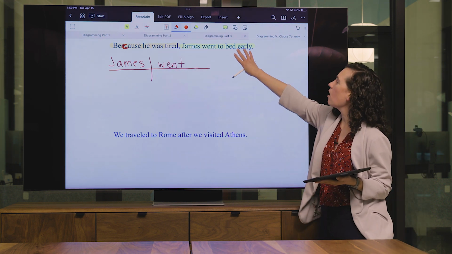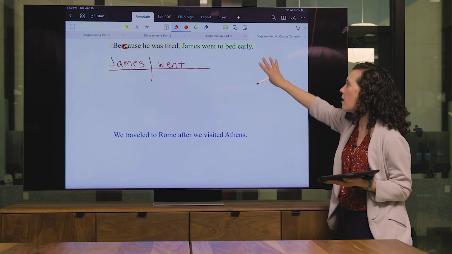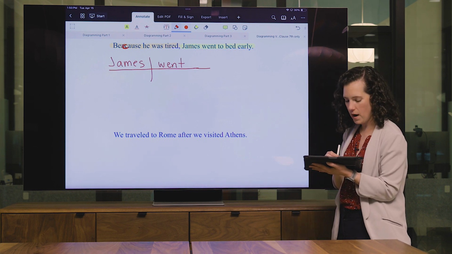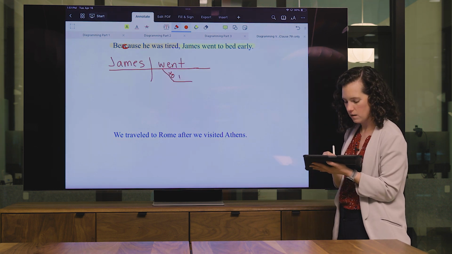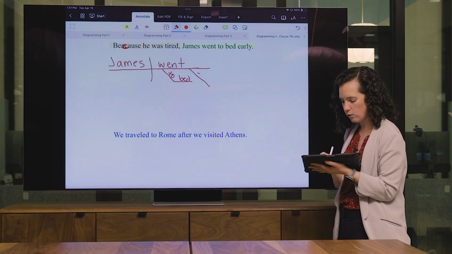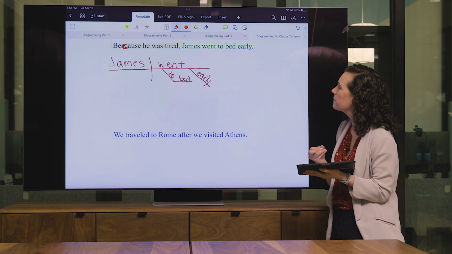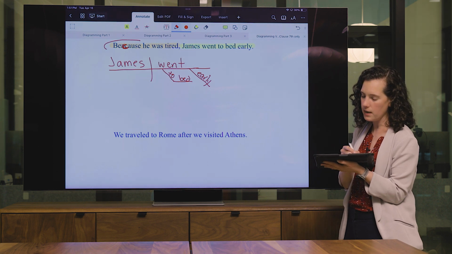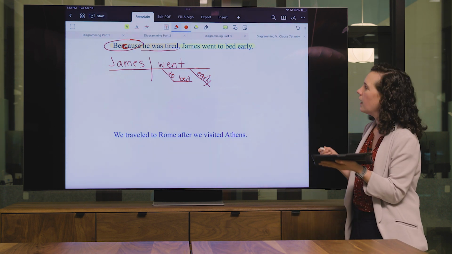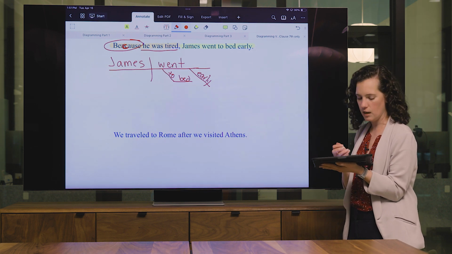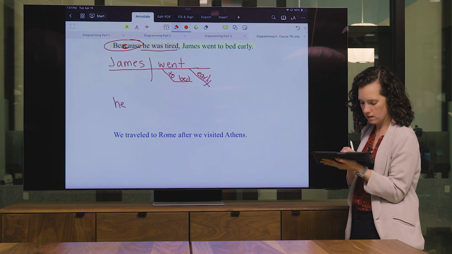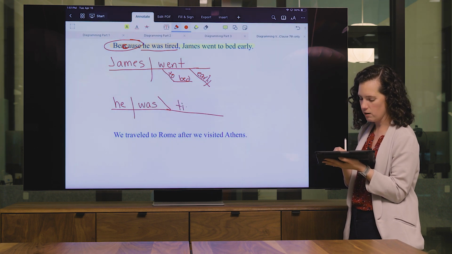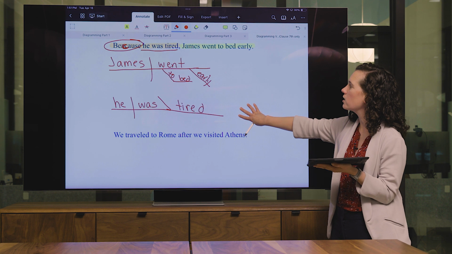And these elements are adverb phrases and adverbs. If you haven't learned about them yet, don't worry. But to bed would tell you where he went. And early tells you when he went. So they are both adverbs. Then we diagram our dependent clause without our subordinating conjunction. Our subject, verb, and in this case, predicate adjective would be he was tired. Tired tells you how he was feeling, so it's a predicate adjective.